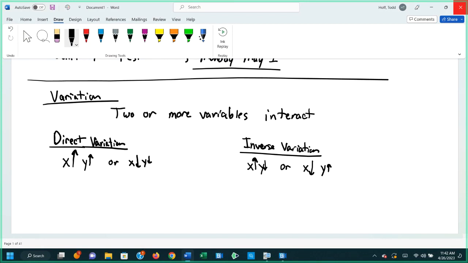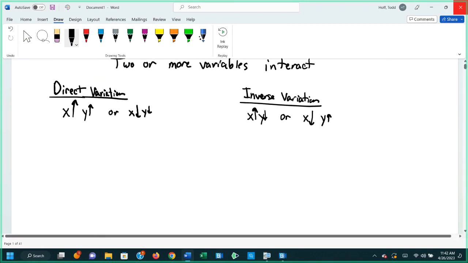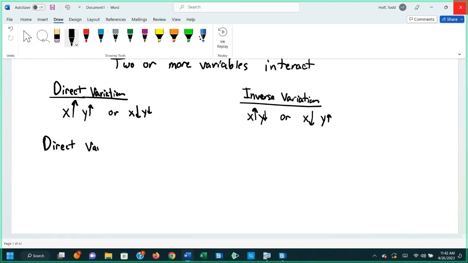For our purposes in this class, we're going to stick to only two variables being related, so we'll keep it down to these two simple relationships. Let's talk about direct variation. As we said, in direct variation, one variable gets larger, the other variable has to do the same thing, and again, in some sort of related proportional amount.